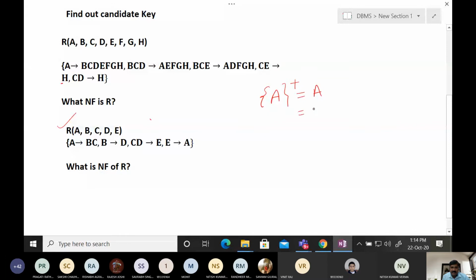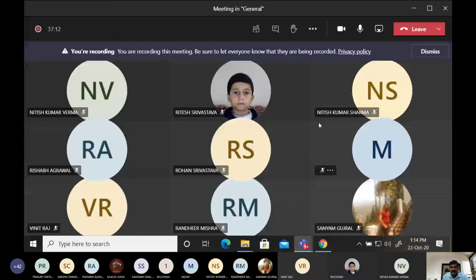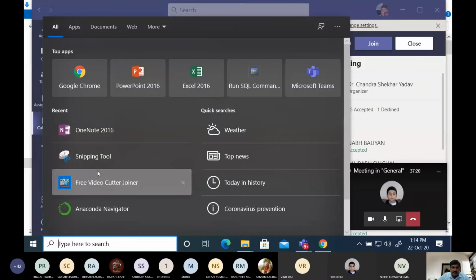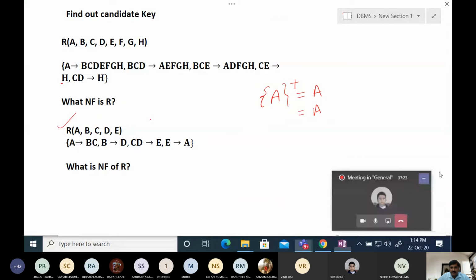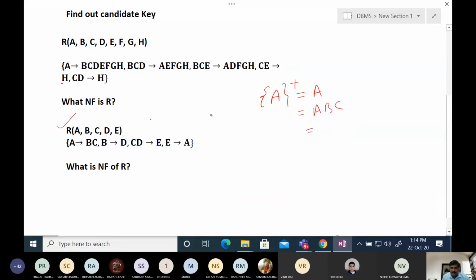A, then A, B, C, then through B, B determines D, so A, B, C, D, and CD determines E, so A, B, C, D, E. So through A we determine all the attributes of R. A is a candidate key.